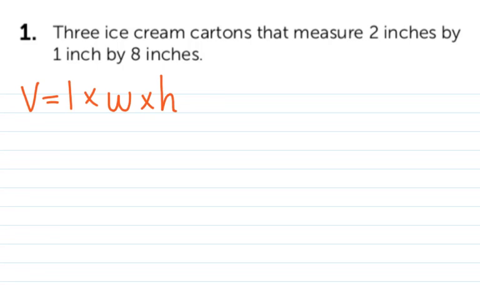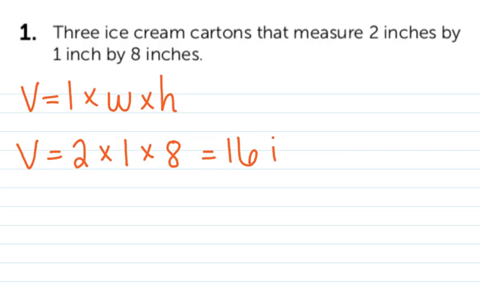So volume here equals, let's do 2 inches by 1 inch by 8 inches. All right, so 2 times 1 is 2, times 8 is 16, and that would be inches cubed, or cubic inches. But that is just the volume of one ice cream carton. We need to actually find the volume of 3 ice cream cartons.